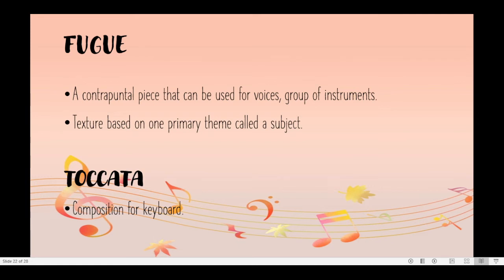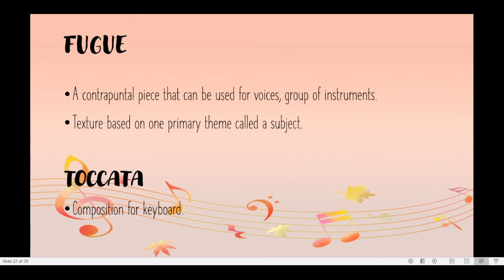Okay, now let's move on with the next one, which is the fugue. Okay, when we say fugue, it is one of the highlights of Baroque music. No? When we say fugue, it came from the Latin word fugere, which means to flee. Okay, so fugue is a contrapuntal piece that can be used for voices or group of instruments. Okay, like a single keyboard instrument like a harpsichord or an organ.